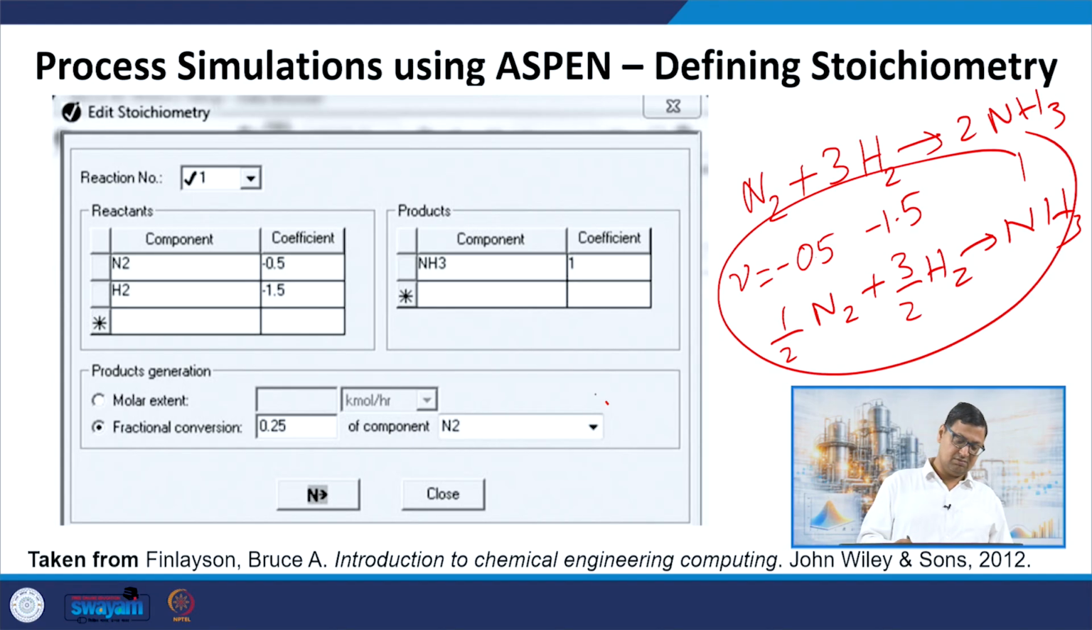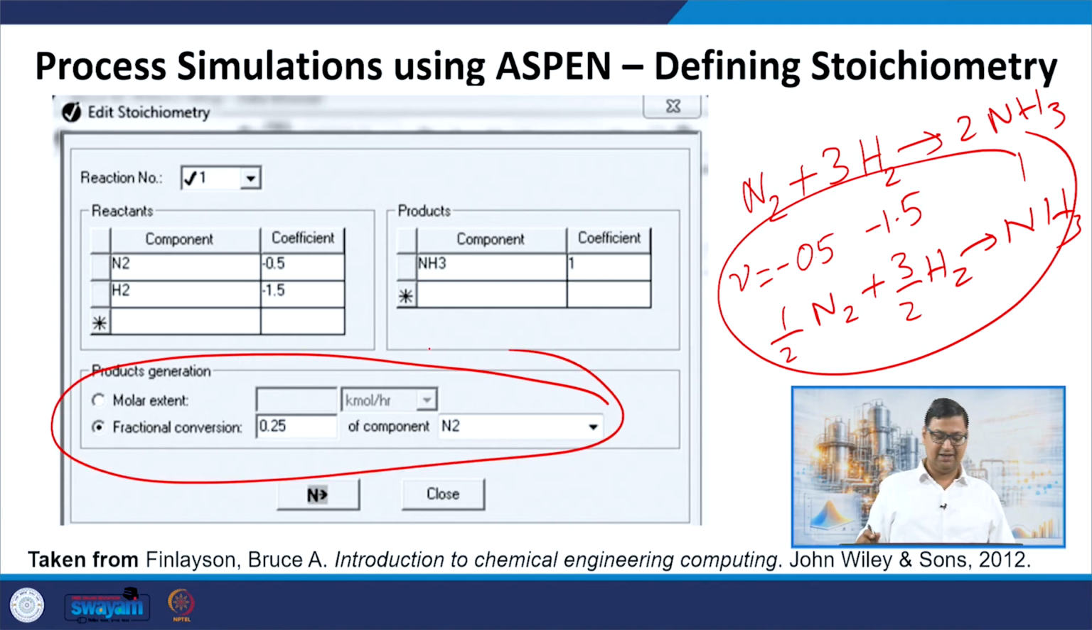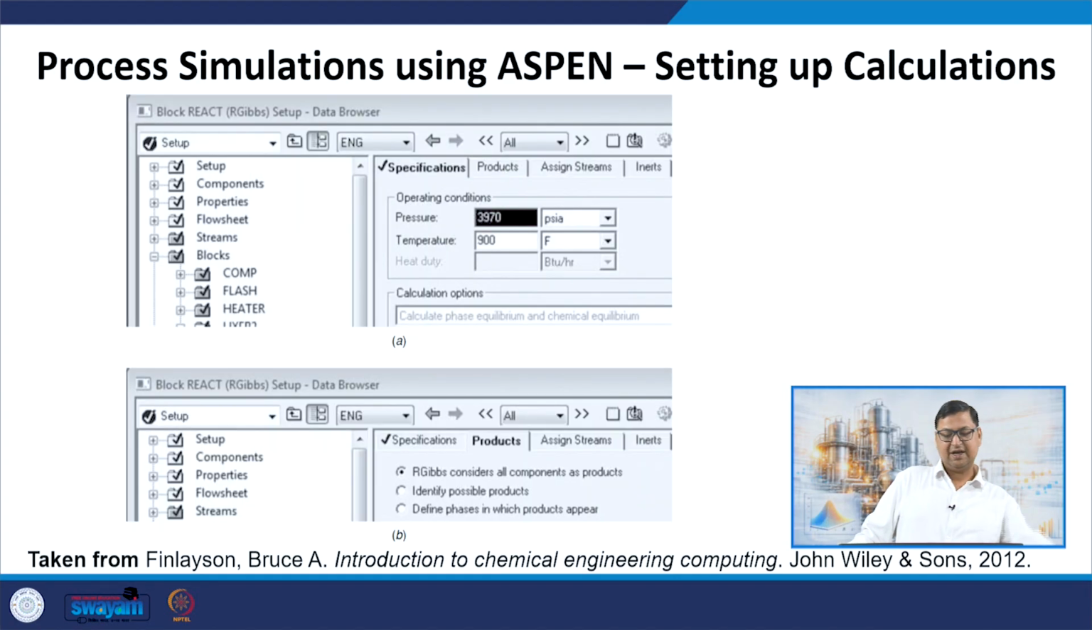And then I can also specify the conversion and things like that, although there are multiple ways the conversion can be calculated, right? But in this case, a fractional conversion is also specified for a particular component. So then one has to set up calculations, and there are models out there to do that.